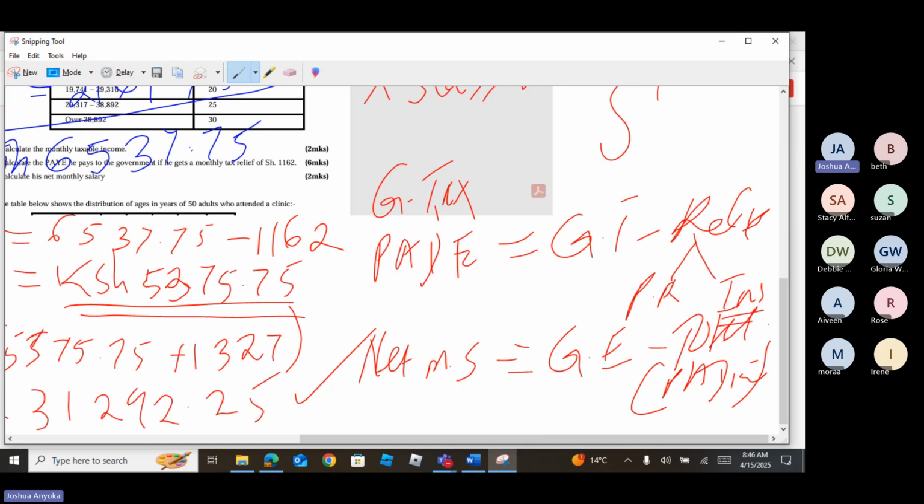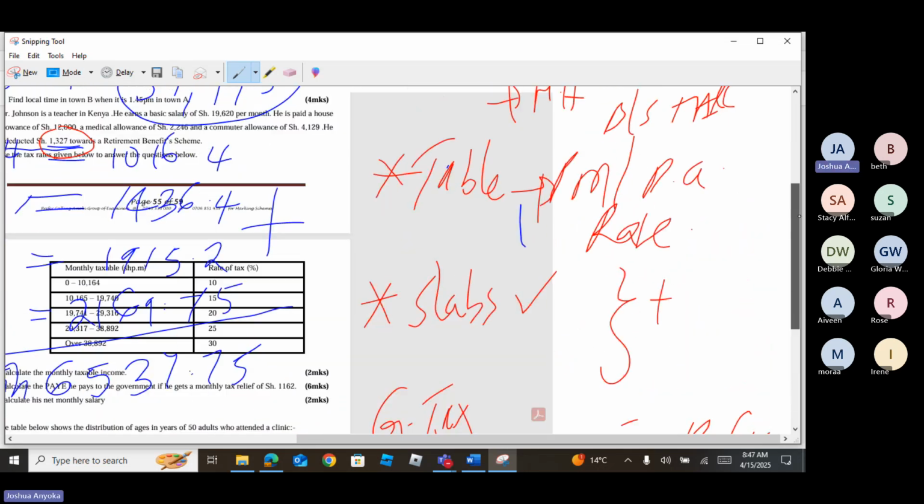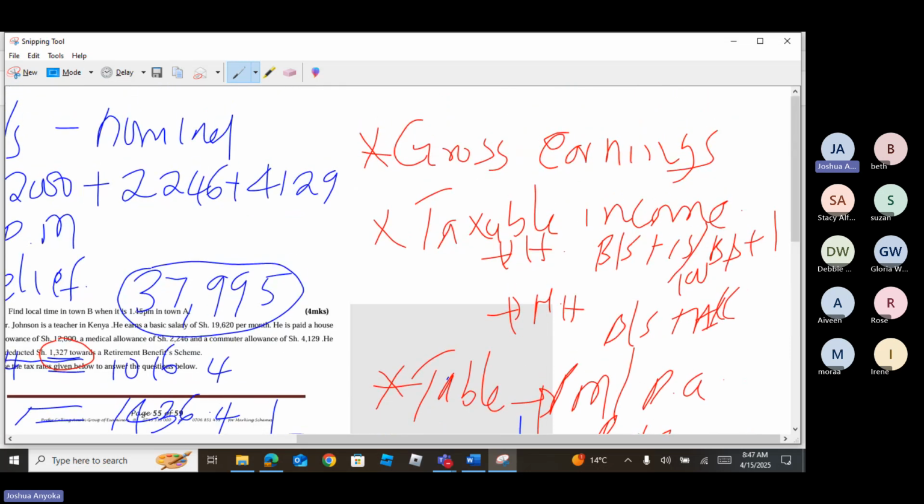You have to be very careful. The moment you miss correct taxable income, the question is gone. So be very careful. And taxable income, you understand it from the question. Some things are exempted from taxation. Just read the question critically before you rush to the taxation process. Read the question and see what the question is talking about. Sawa sawa.